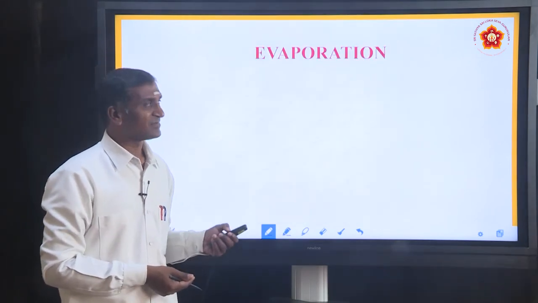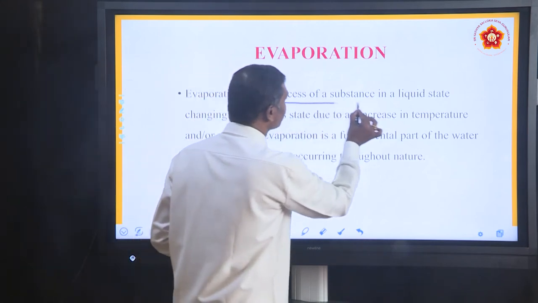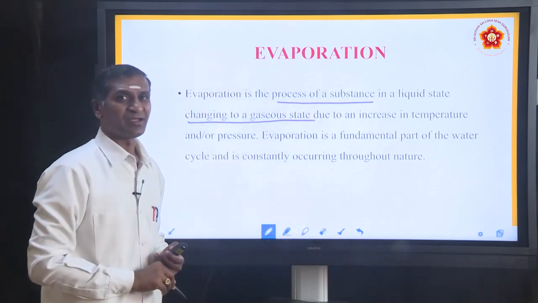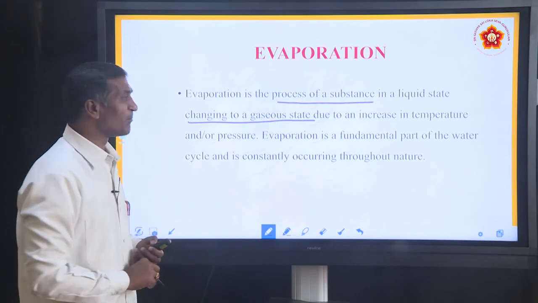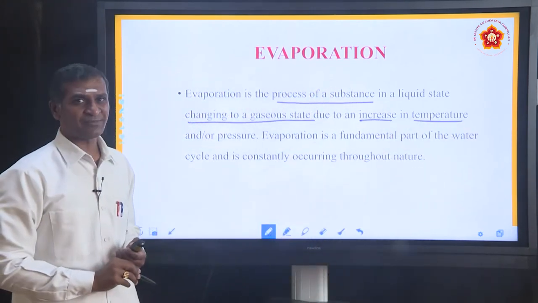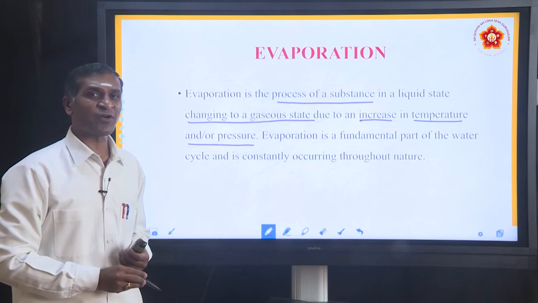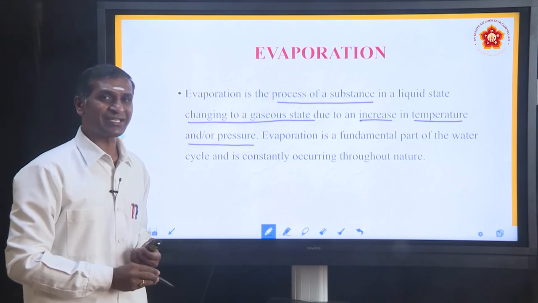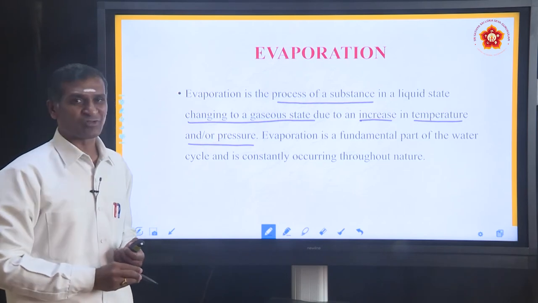Evaporation, dear students, what is this evaporation? It's the process of a substance in a liquid state changing to a gaseous state. A liquid changes to gaseous state mainly due to increase in temperature or pressure, or it may be both temperature and pressure. So the change of liquid state to gaseous state due to increase in temperature or pressure, or both of them, is called evaporation.